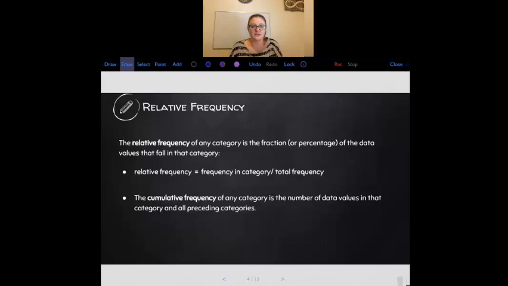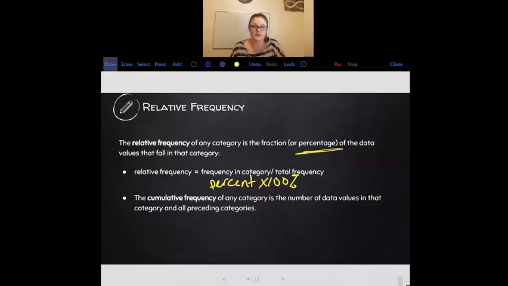Another definition is relative frequency. So relative frequency is the fraction or percentage, and I'm going to underline percentage because that's mainly what we'll be looking for, of the data that falls into that category. So the way to calculate that is to use a fraction. Relative frequency is the frequency in the category divided by the total frequency, and then to get the percent, you would multiply by 100.